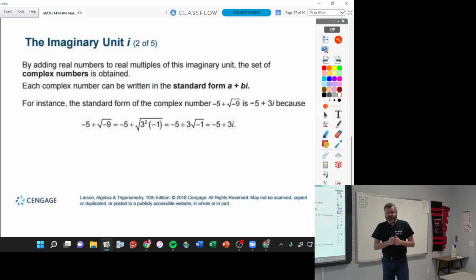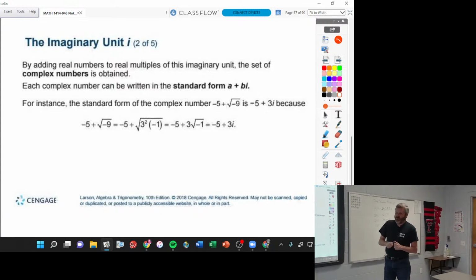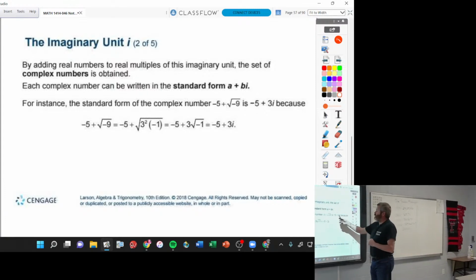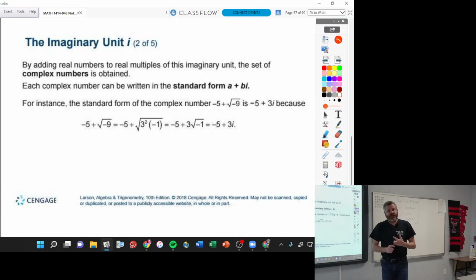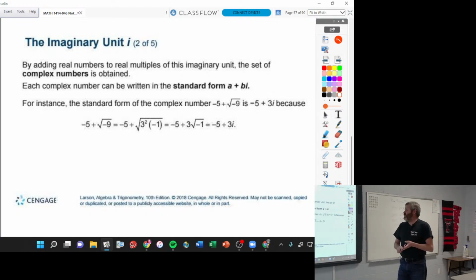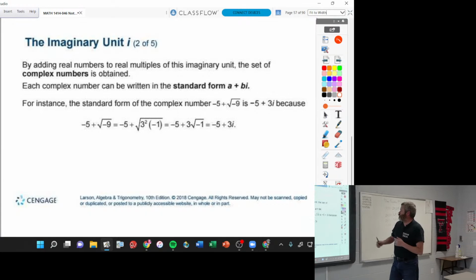So -5 plus the square root of 9 can be simplified to -5 plus 3i. The square root of 9 is 3. The square root of -1 is i, and that's where you get the -5 plus 3i. And that is written in standard form.